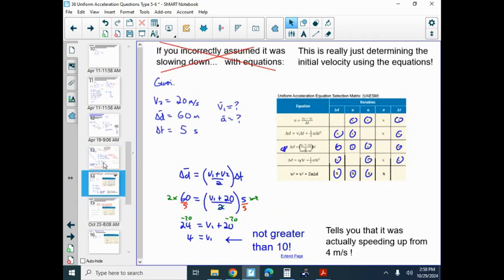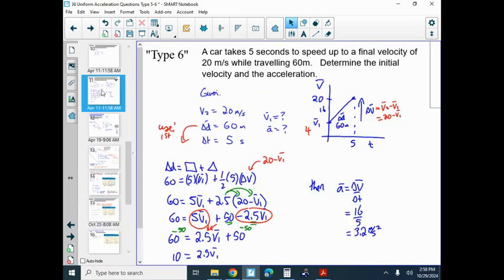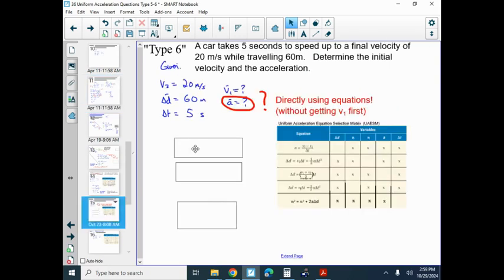All right, so let me get back to where I was here. If we wanted to get acceleration directly, instead of getting V1 and then getting acceleration, with the equations, of course, we can get it directly. So let's pick an equation for that. We have V2, we have displacement, we have time, and we're looking for acceleration. Let's just use the equation that has all that stuff in it.